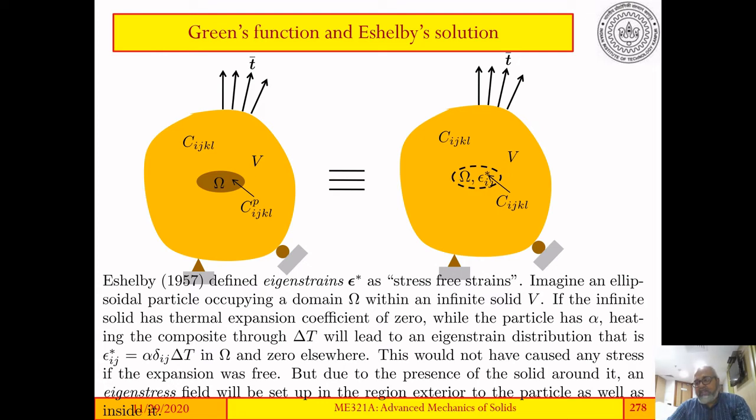So Eshelby realized that these two problems are equivalent. So you can solve the problem of an ellipsoid with properties Cijkl P by assuming it to be of property Cijkl plus a uniform eigenstrain inside its domain. So epsilon ij star is a constant within the domain omega for the Eshelby problem.